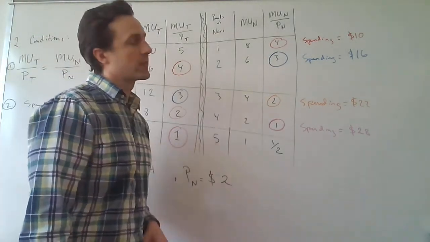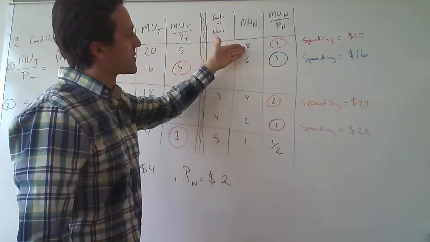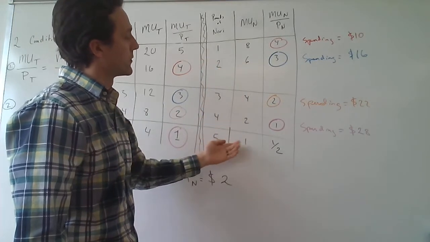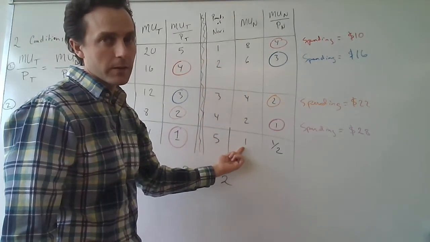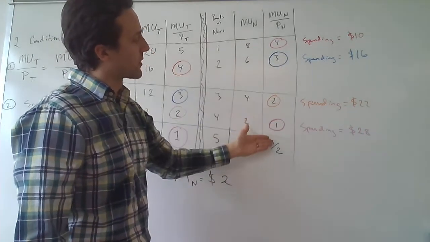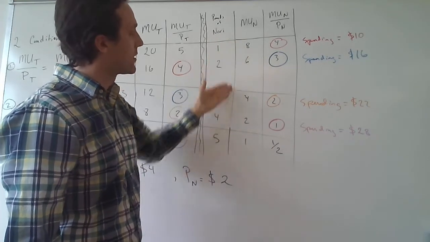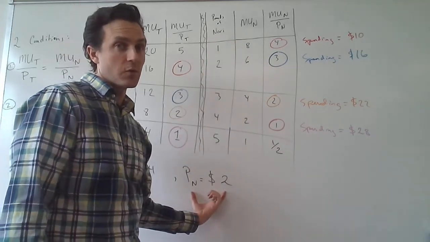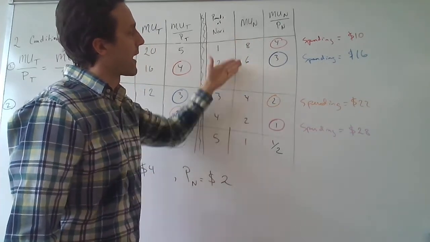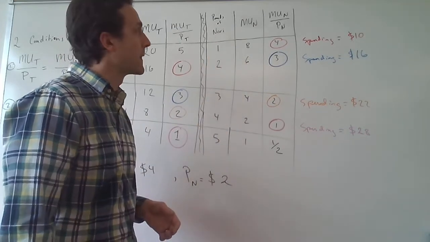And then over here on the right, we have similar information for nori, right? So again, pounds of nori going from 1 to 5. The marginal utilities starting at 8 for the first pound, going down to 1 for the 5th pound, and then the marginal utilities per dollar calculated here, again taking the marginal utilities column and dividing by the price of nori, which is $2 per pound, right? So that's how we get these 4, 3, 2, 1, and 1/2 there, essentially dividing this column by 2, right?